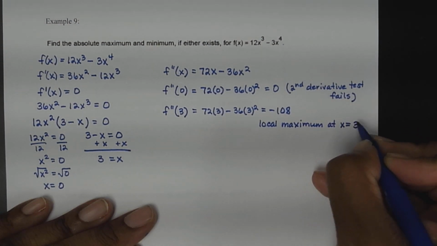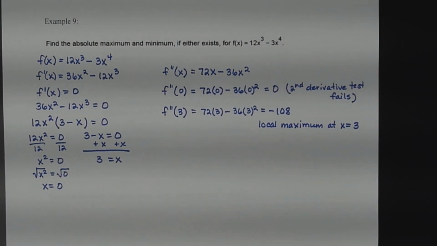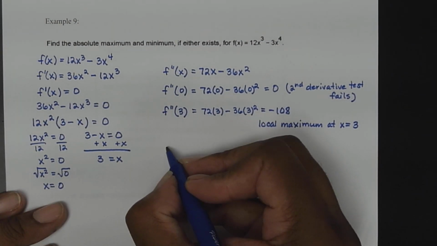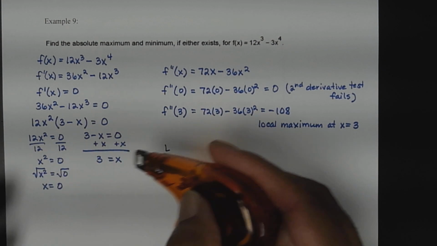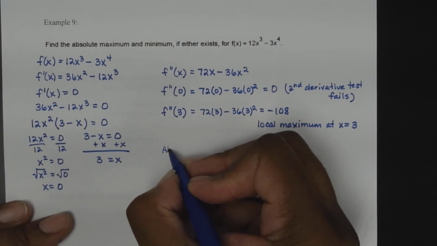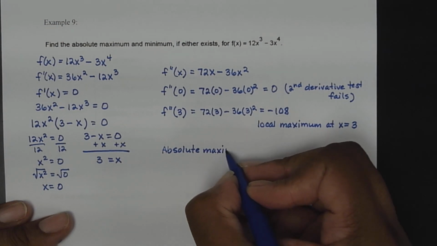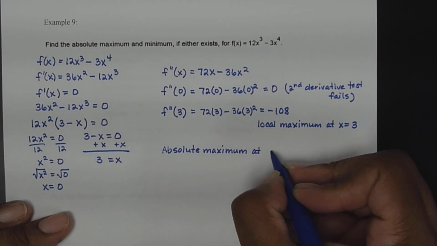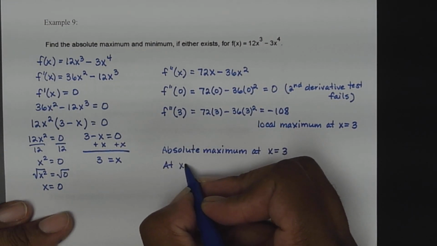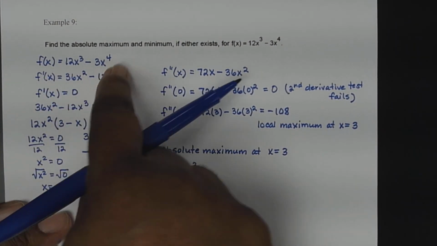At x equals 3. And I'm only going to have one local maximum, so that means this will have to be the absolute maximum at x equal to 3. Not local maximum, absolute maximum at x equals 3. Let's find out what that absolute maximum is at x equal to 3 by just replacing the x in the original function with 3.